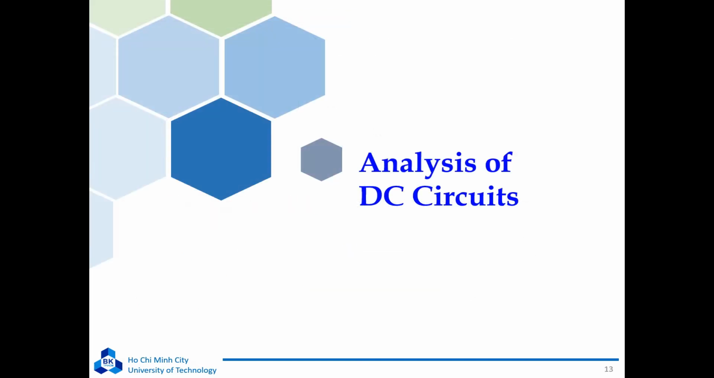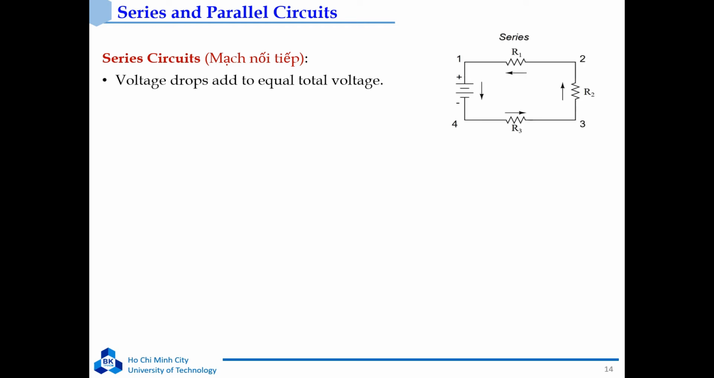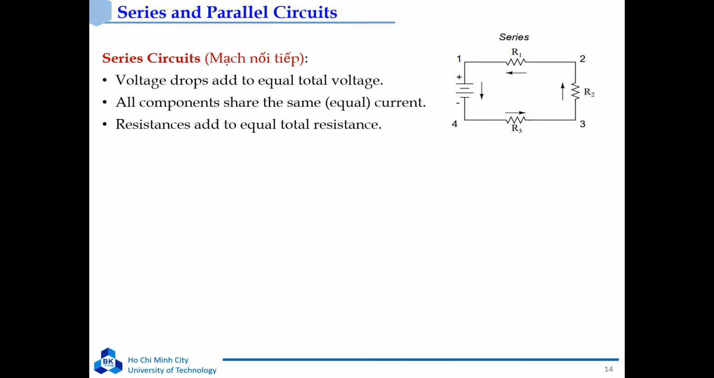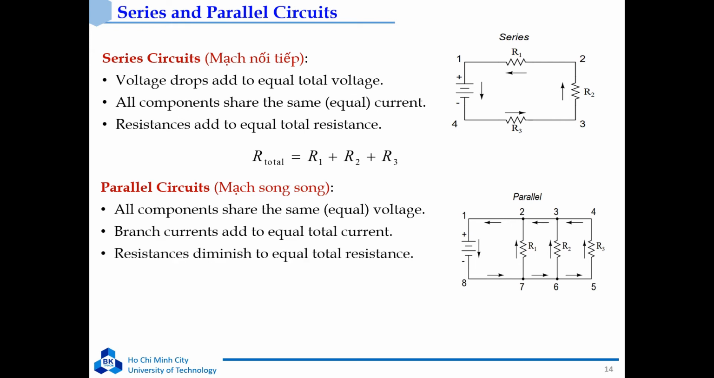Next, I will discuss the analysis of DC circuits. I will introduce the serial and parallel circuits. The serial circuit: in the serial circuit, the voltage drops add up to equal the total voltage, all components share the same current, and resistances add up to equal the total resistance. You can see the equation. And parallel circuits: in parallel circuits, all the components share the same voltage. The branch currents add up to equal the total current, and the reciprocal resistances add up to equal the reciprocal of the total resistance. And you can see the equation.